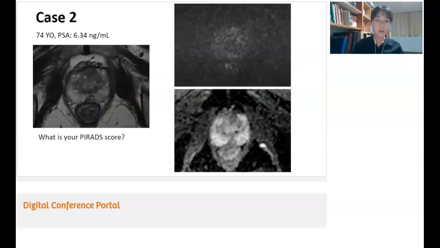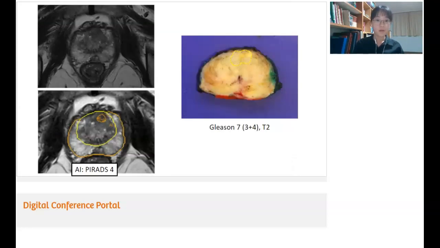In the second case, what is your PI-RADS score? PI-RADS score was 1 in the clinical report, but AI detected a small lesion in the transition zone and classified the lesion as PI-RADS 4. There was clinically significant prostate cancer in the corresponding area.